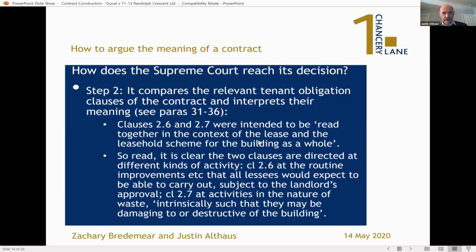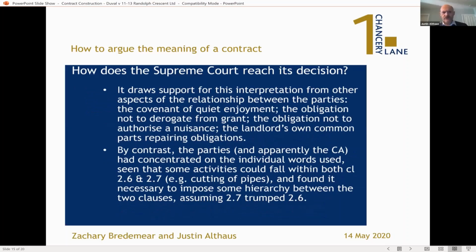And the Supreme Court said that it drew support for this interpretation from other aspects of the relationship between the parties, and I've just listed them there: the covenant of quiet enjoyment, the need not to derogate from grant on the part of the landlord, the obligation by the landlord not to authorise a nuisance by another flat owner, and the landlord's own common parts repairing obligations, which were elsewhere in each lease. The Supreme Court drew a contrast with the approach that the parties themselves had taken, and apparently the Court of Appeal had also taken, which was to concentrate on the individual words used.